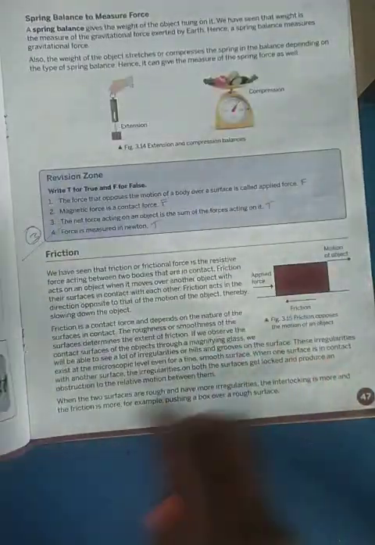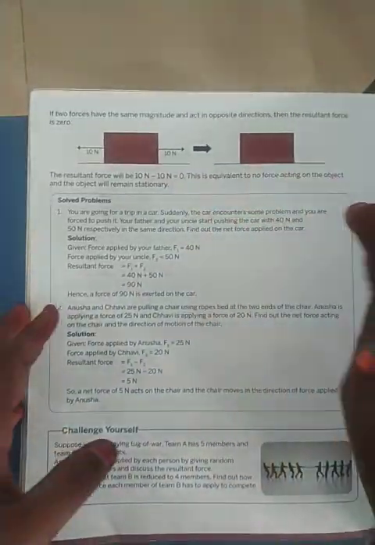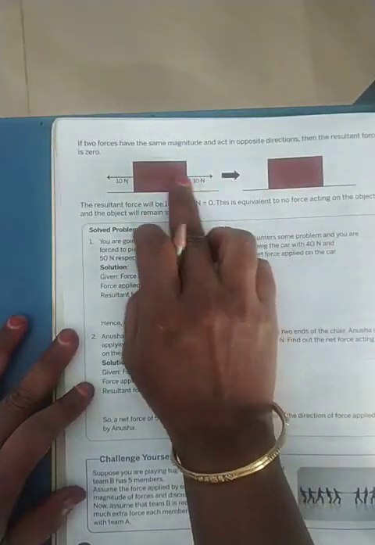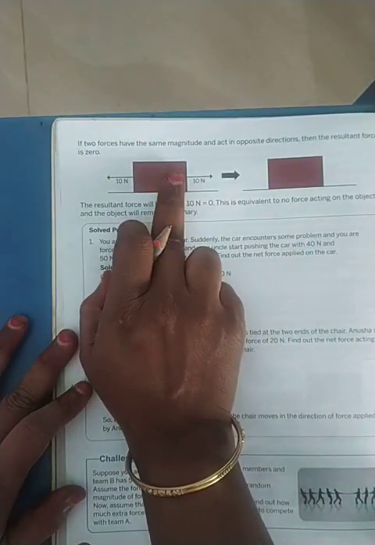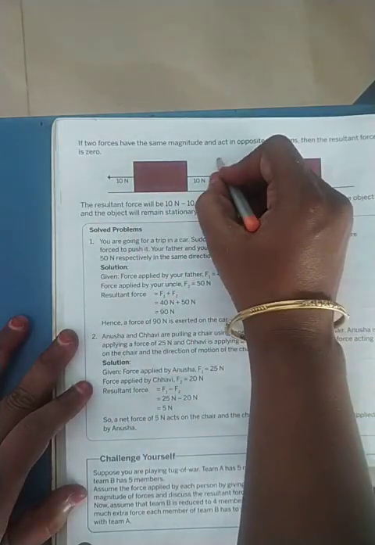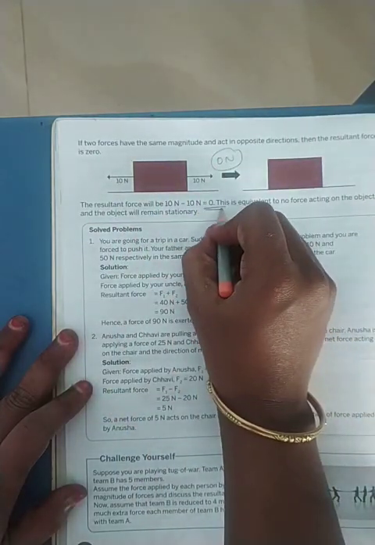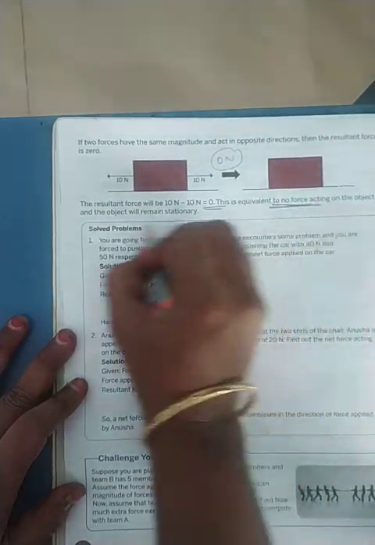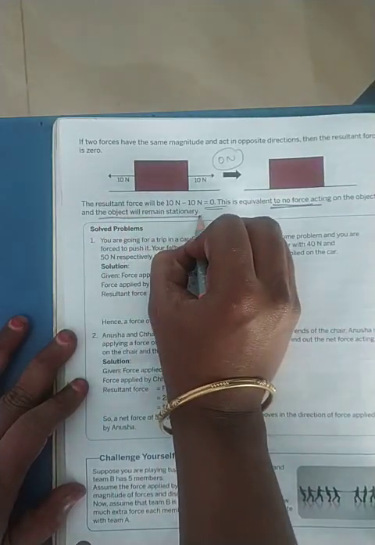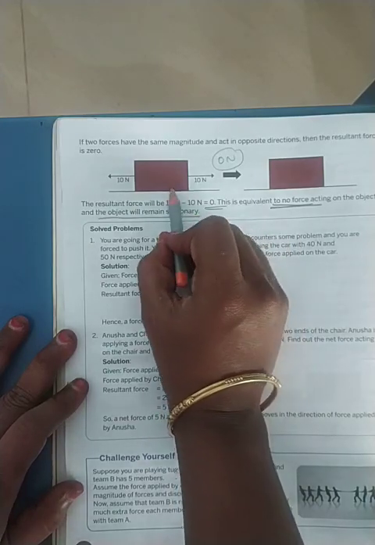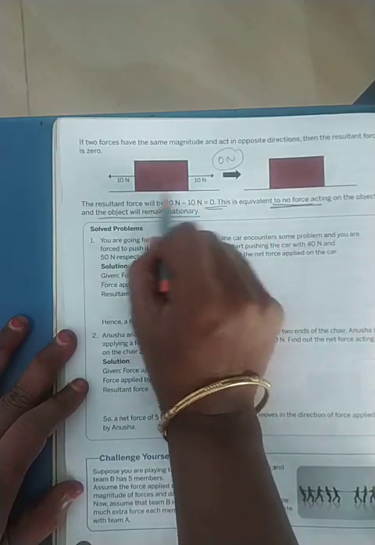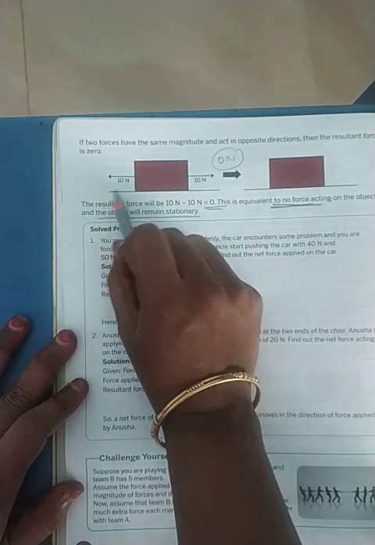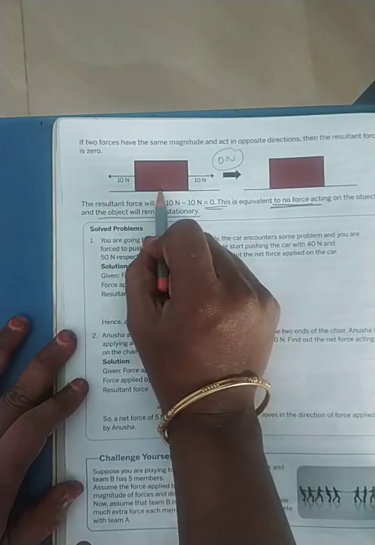Okay, now coming to another condition, when both the sides are equal, on one side 10 Newton, on the other side 10 Newton, then what will happen? 10 minus 10 is 0 Newton. That is what they have given, 0 Newton. That means there is no force acting on the object, and the object will remain stationary. That means the object is not going to move at all. This is the case when two teams are of equal strength. Those pulling on this side are the same, those pulling on that side are the same. When that happens, the object will not move.